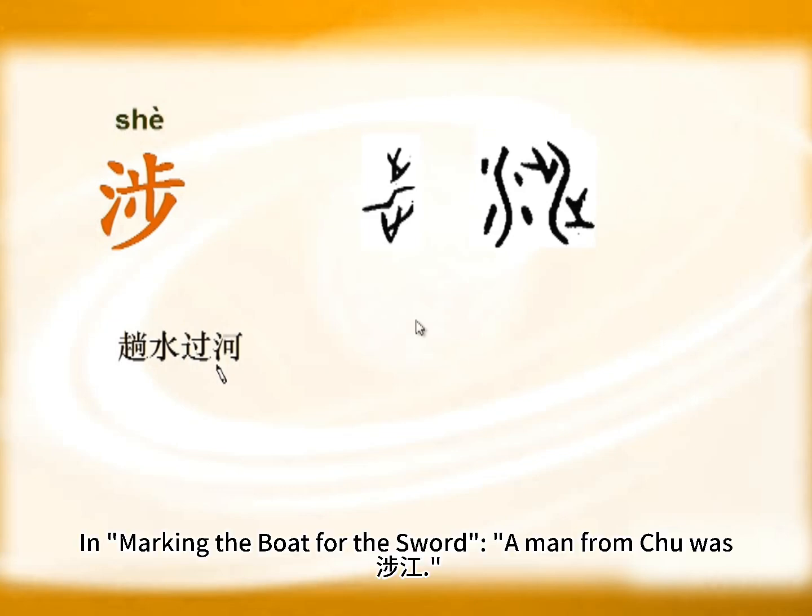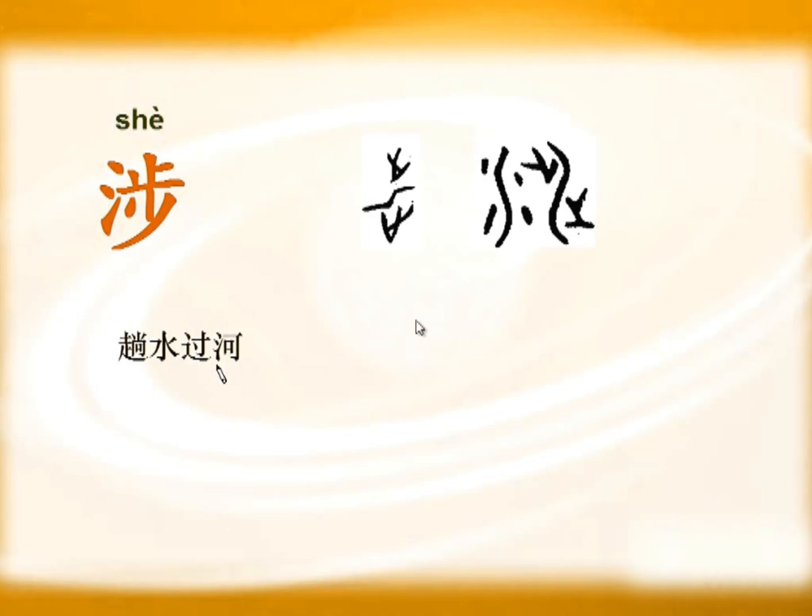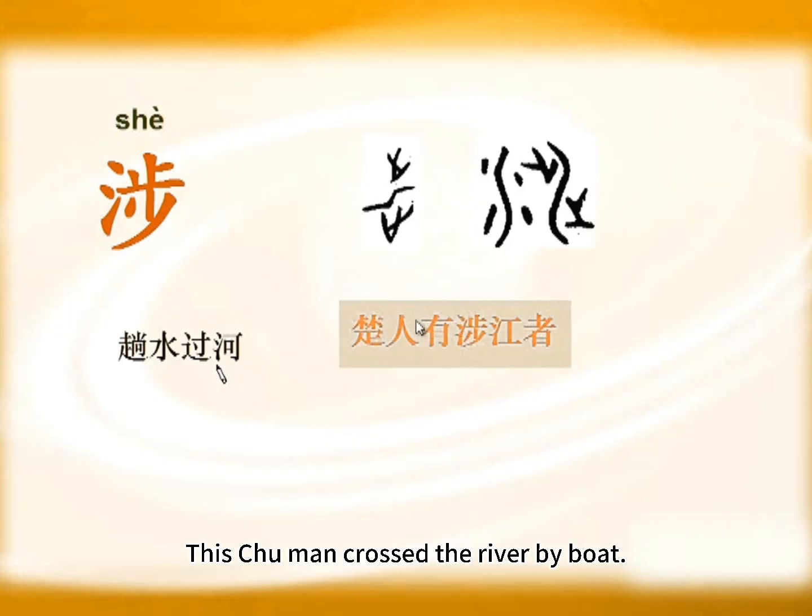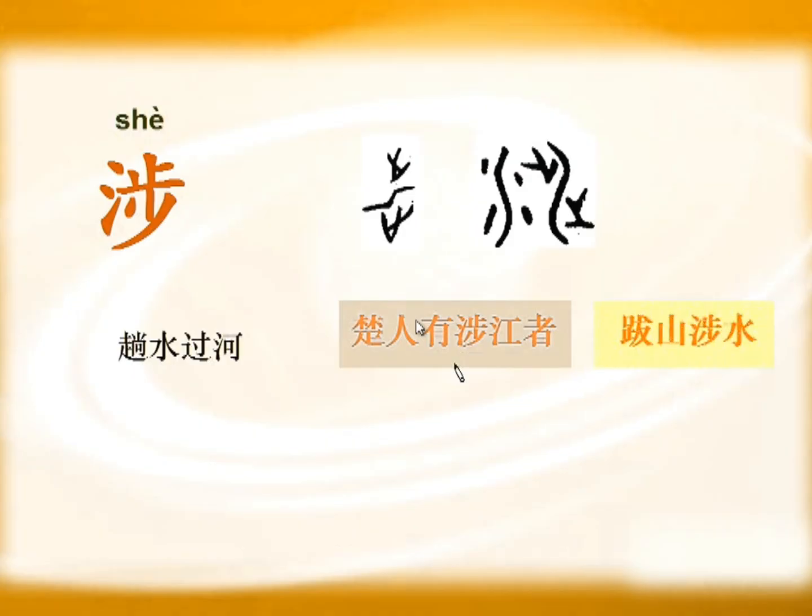In the story of marking the boat for the sword, the man from Chu crossed the river by boat. So after his sword fell, he needed to make a mark on the boat, meaning crossing the river. There's a very familiar idiom, 跋山涉水. 跋山 means crossing mountains, 涉水 means crossing rivers.